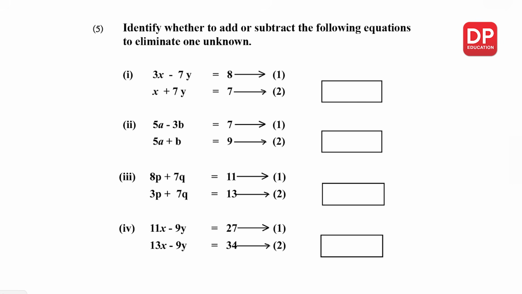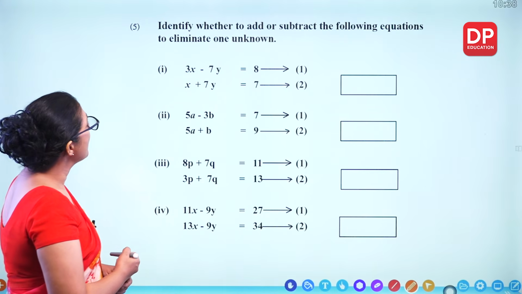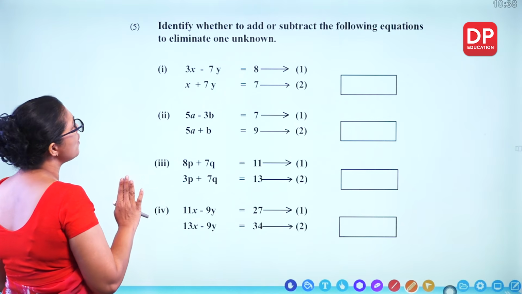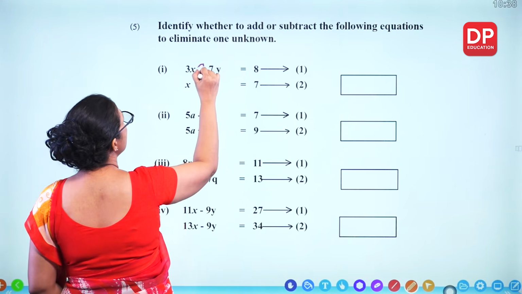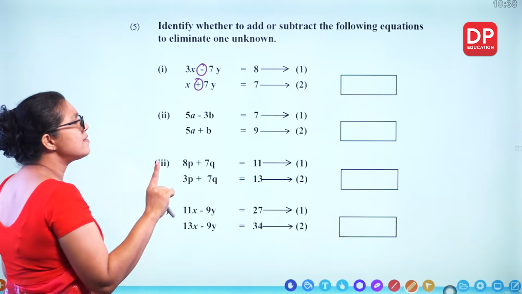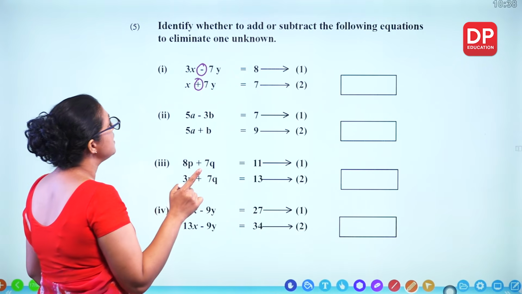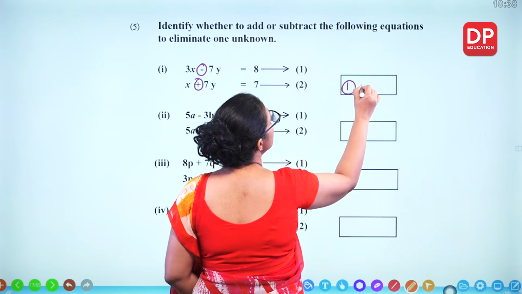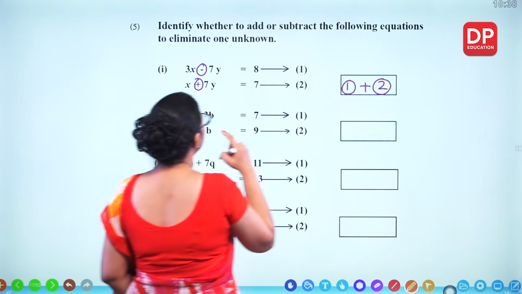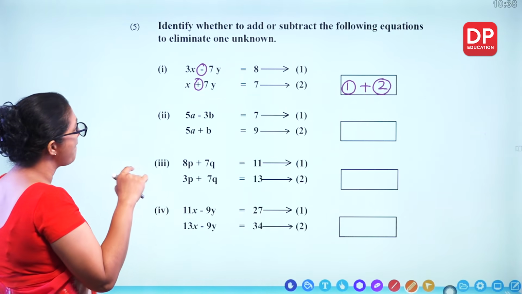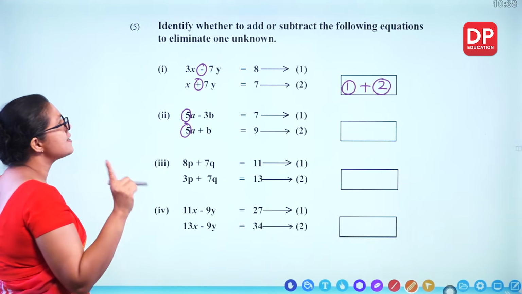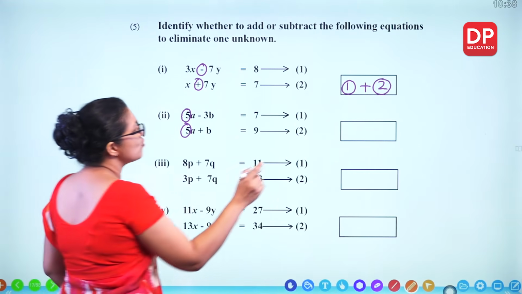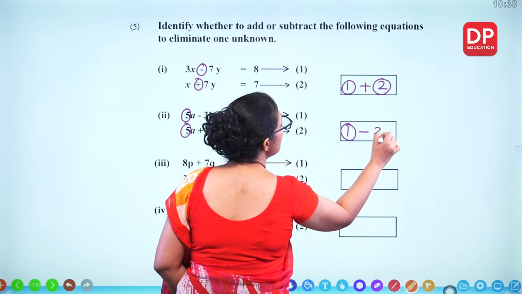Identify whether to add or subtract the following equations to eliminate one unknown. Look at this one. Which coefficients are equal? The y coefficients are equal. Then look at the sign. Signs are opposite. That means add. Add the two equations. Second one, these are the coefficients. So this is plus 5, plus 5. Same sign. You have to subtract the two equations.